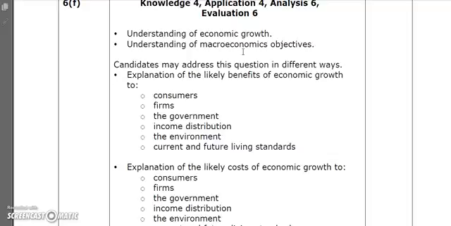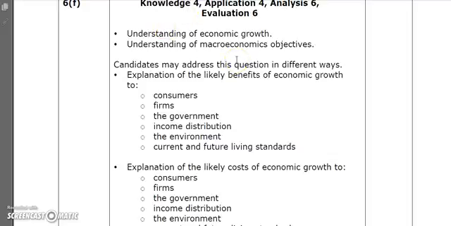There are various macroeconomic objectives that the government has. These include growth, low unemployment, low and steady inflation, balance of current account, etc. So showing that you know what growth is and what these objectives are is going to get you some of these knowledge marks at the top.